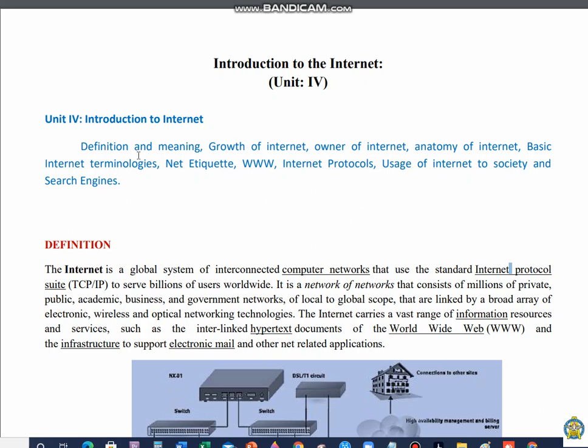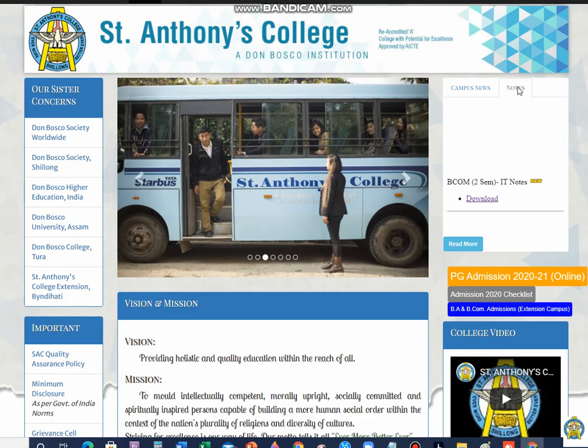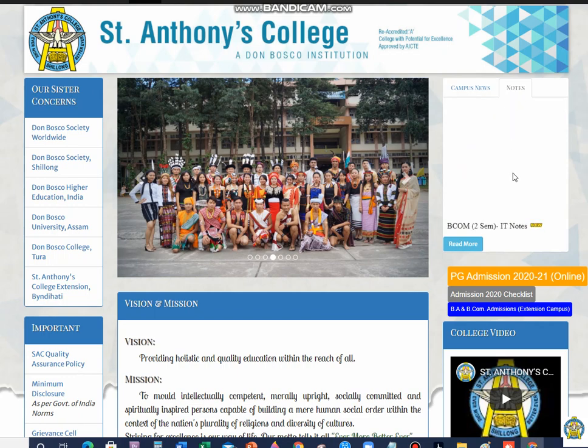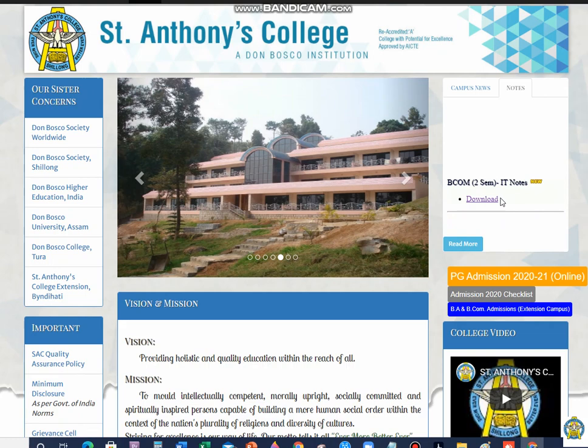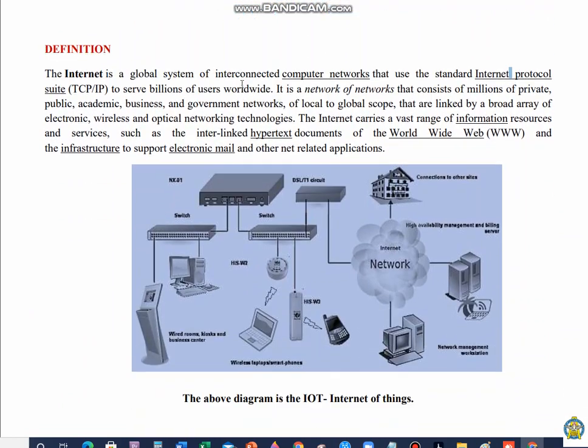So this is the syllabus, the first part. You will find this note on our college website. If you go to the college website and click here, notes, okay. Of course, if you are on the mobile, you will find it below. On the notes, you will find these notes, BCom IT. Of course, you can download the PDF and use it. All right.